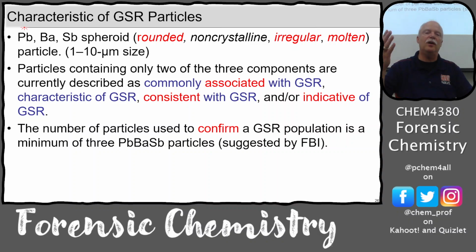So this is, in words: rounded, non-crystalline, irregular molten particles, 1 to 10 microns in size, containing barium, lead, or antimony. Those would be confirming GSR. If they're just 2 of the 3 particles, you would say it's commonly associated with GSR or characteristic of GSR.